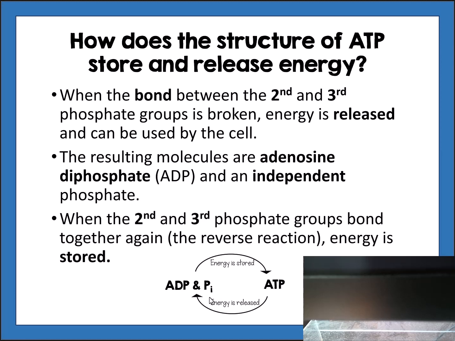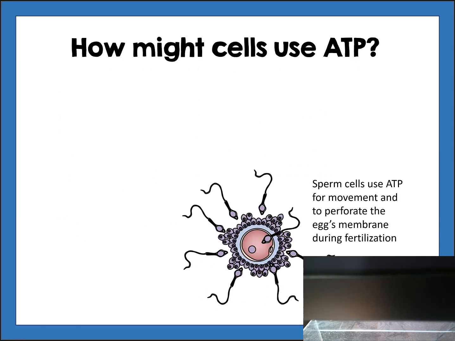When the second and third phosphate groups bond together again, which is the reverse reaction, when they form a bond, energy is then stored in that bond, and then we call that molecule ATP. So this functions like a cycle. ATP is constantly being broken down in an organism to use energy, and then when energy is formed or ingested, it is stored then again as ATP.